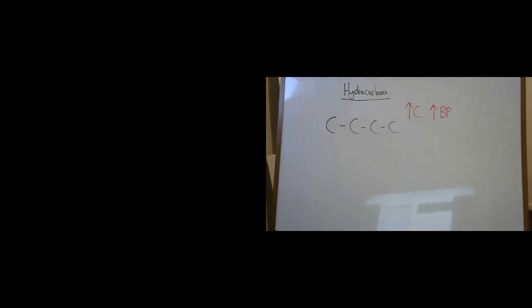Now, something to consider is that the more carbons in the backbone, the higher the boiling point. So more carbons, higher boiling point. Methane has a boiling point of minus 162. Ethane is minus 89. Propane minus 45. All the way up to decane, which has 10 carbons, and all we've done is add more carbon. It has a boiling point of 174 degrees.